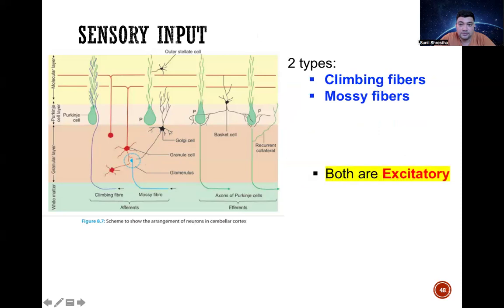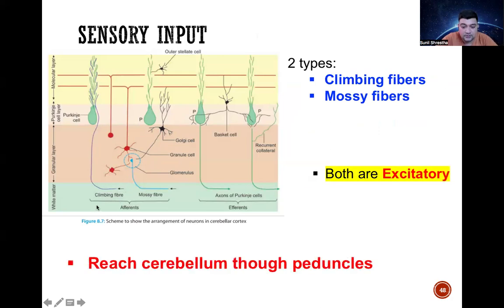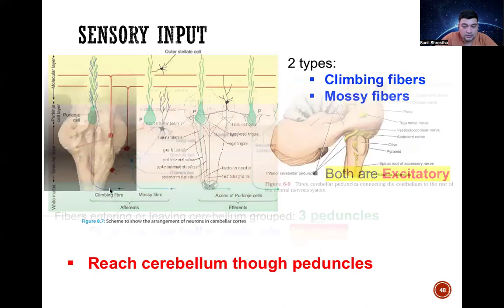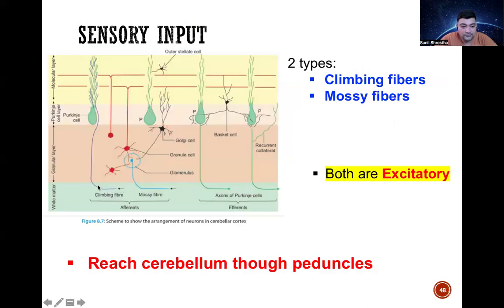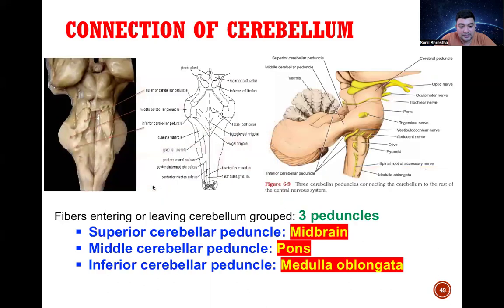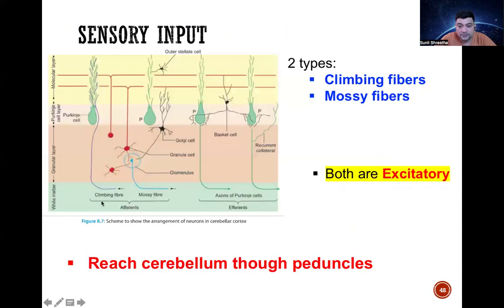Now let's move on to another part called sensory inputs. There are two types of sensory inputs or afferents present in the cerebellum. One is coming from the climbing fibers and another is coming from the mossy fibers.